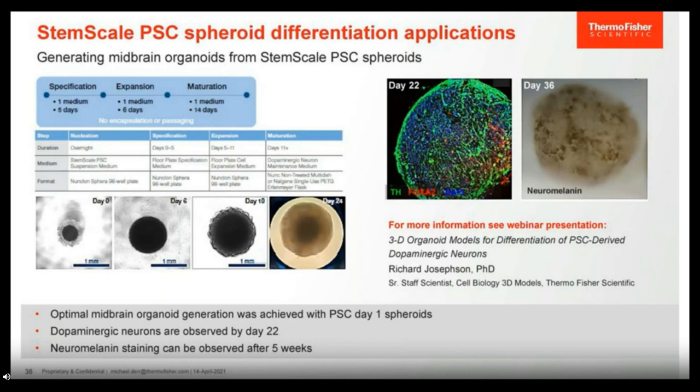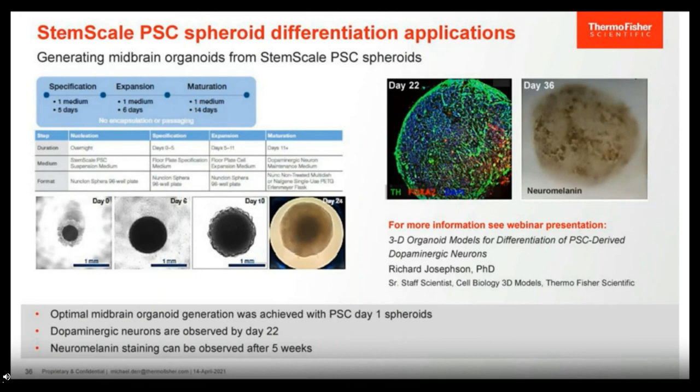I'd also like to point out that there is a Labroots webinar available by Richard Josephson called 3D Organoid Models for Differentiation of PSC-Derived Dopaminergic Neurons. You can check that out if you are looking for more information, and we also have a protocol for this online.